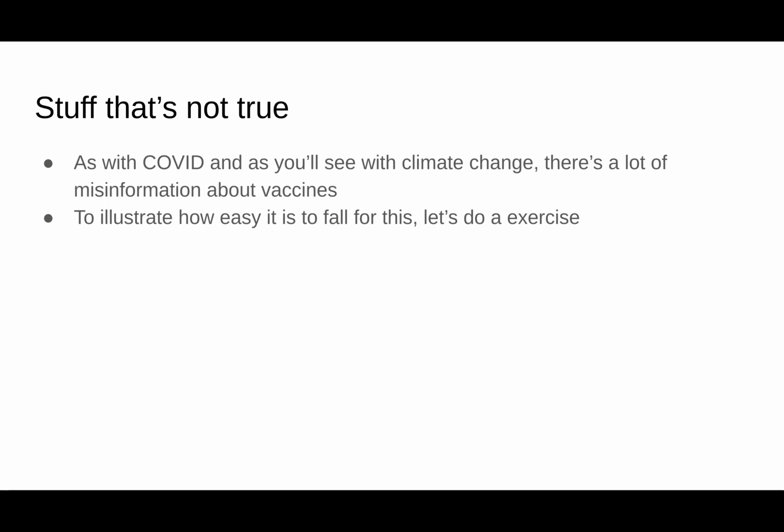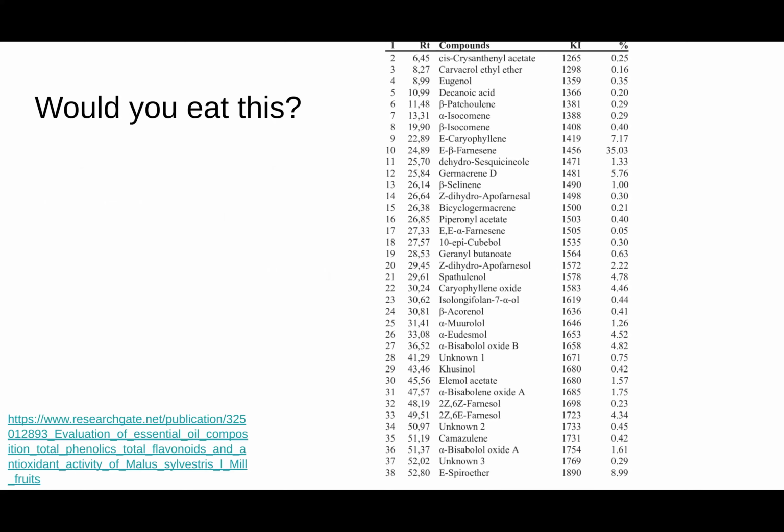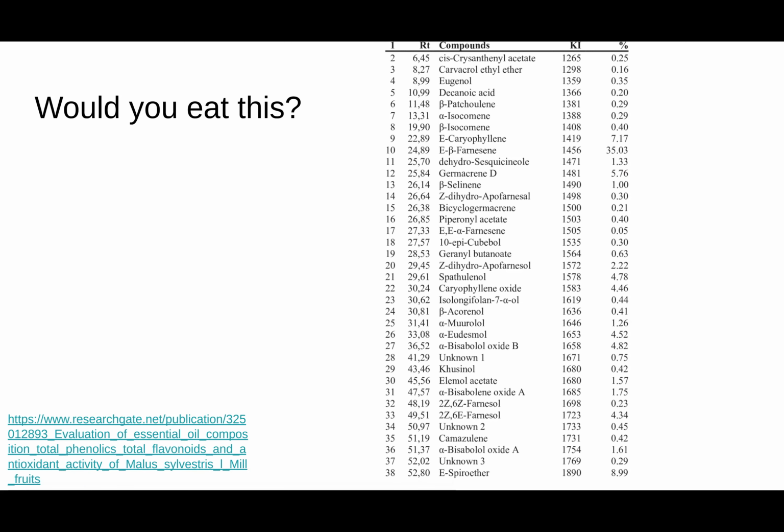And I just want to illustrate how easy it is to fall for this. We're going to do a very, very simple exercise. I'm going to give you this table. It's from a paper. If you want to read it, go for it. I'll ask you the question, would you eat this? If you saw this list of ingredients, these chemicals, would you eat any of these chemicals?